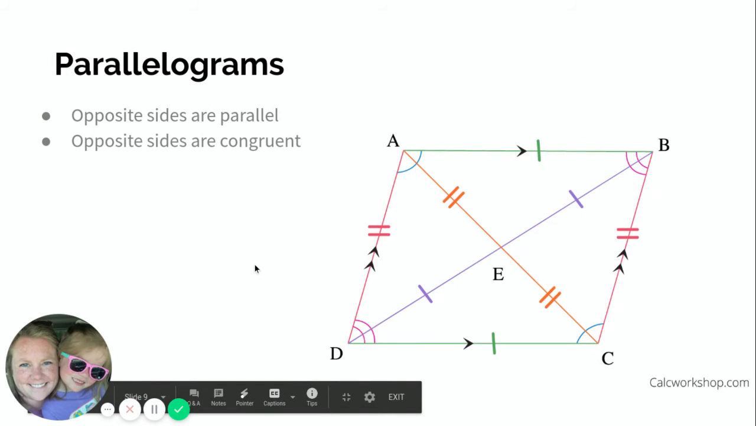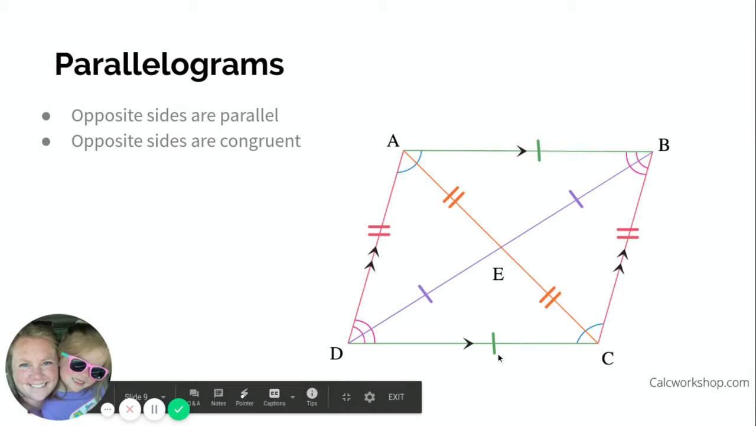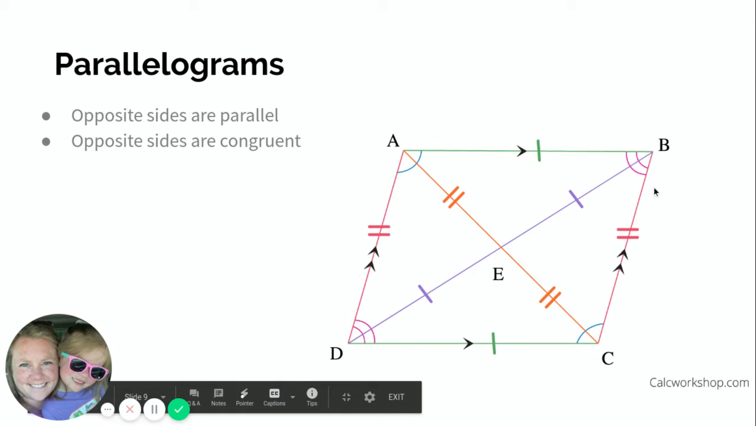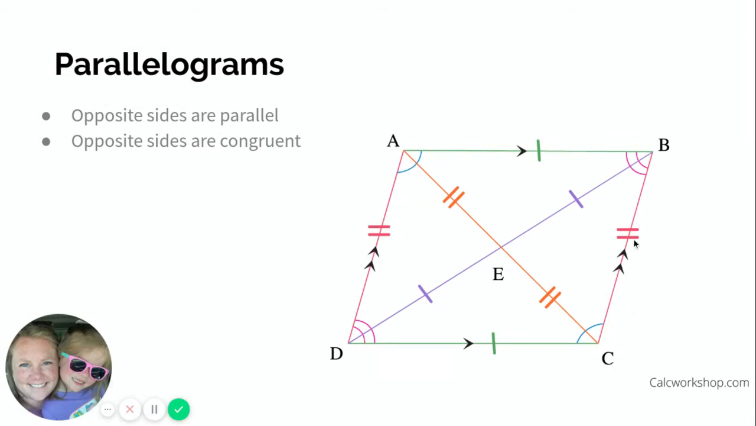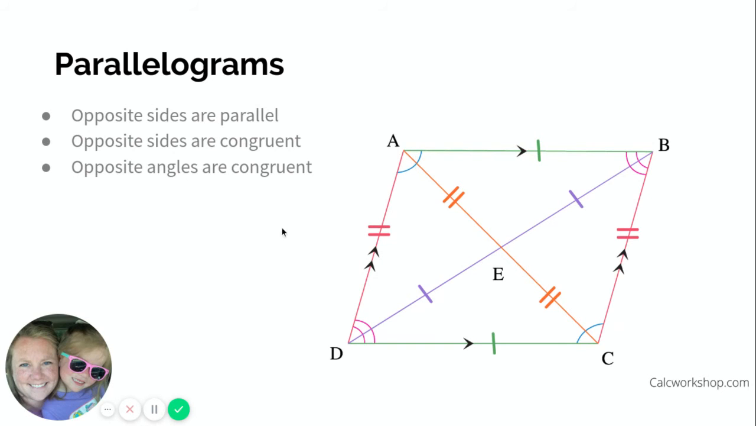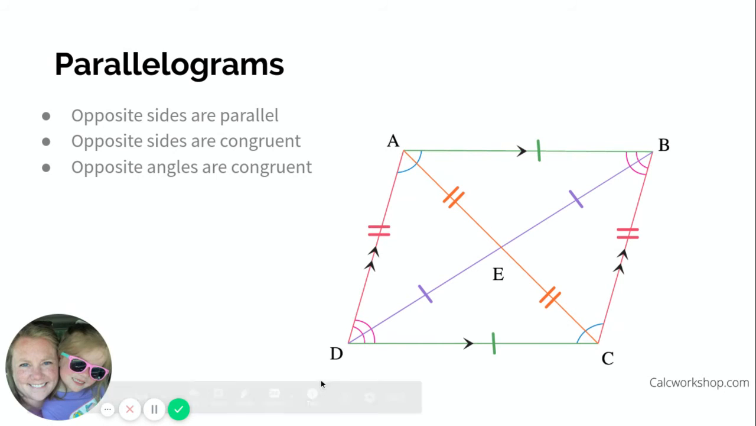The next thing is opposite sides are congruent. So this green side here is congruent to this green side. I know that based on the little tick marks. And then this pink side is congruent to this pink side. Again, I know that because of the little tick marks. Opposite angles are congruent. So angle A is opposite angle C. They are congruent. I know that because, first off, it's a parallelogram, but second, because it's marked here with the little blue. And then angle D is congruent to angle B. Those are opposite angles.